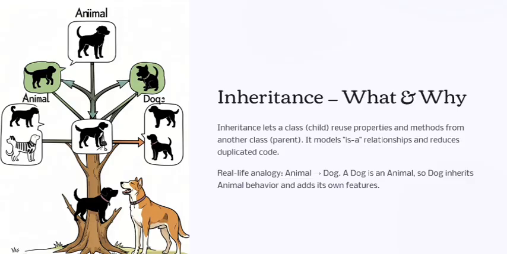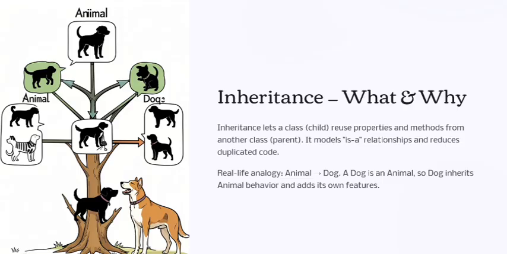Okay, so a real life example of inheritance. Let's understand using a real world example. Consider animal and dog. A dog is an animal, right? The animal class may contain common features: eat, sleep, move. The dog class can inherit these features. The dog class can also add its own behavior, like bark. So instead of writing common code, we reuse it.